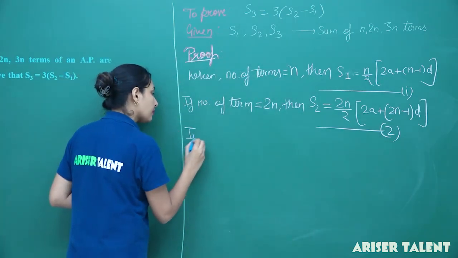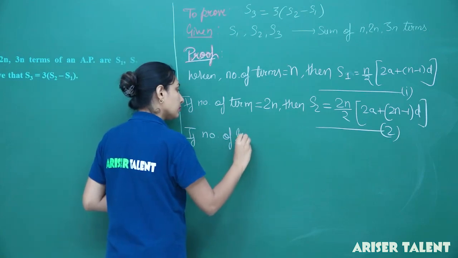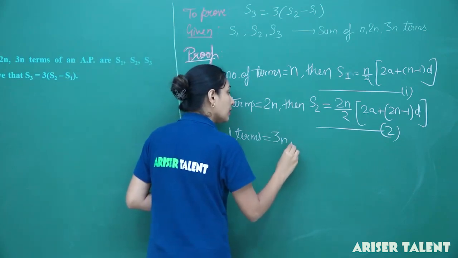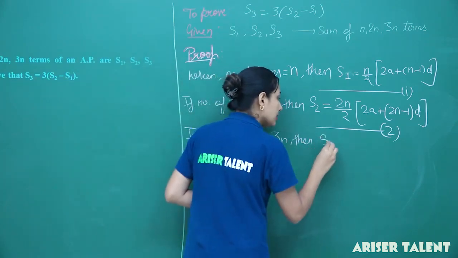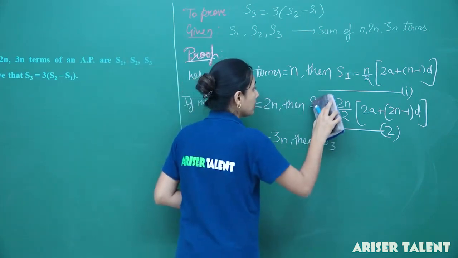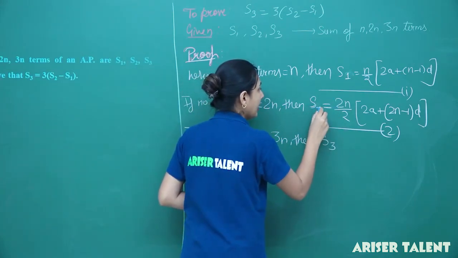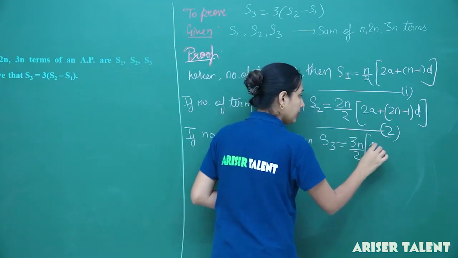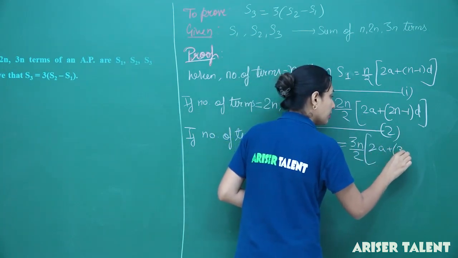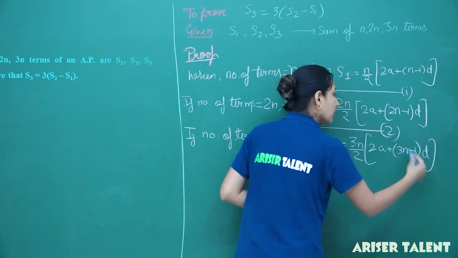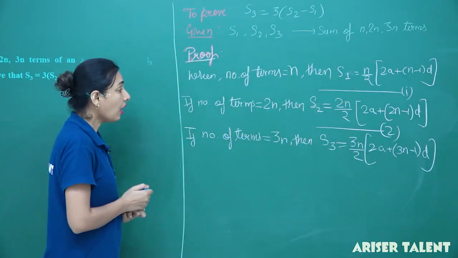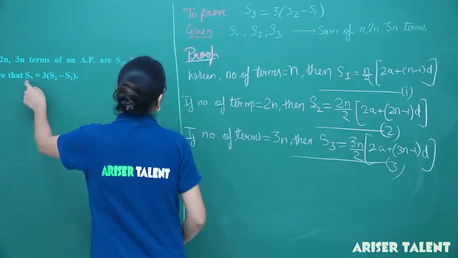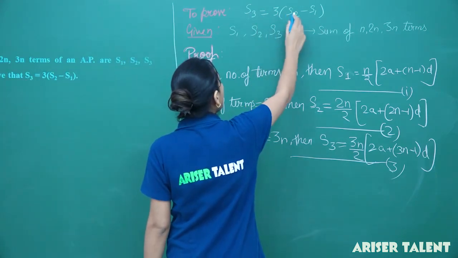Now, if the number of terms equals 3n, then the sum is S3. S3 will become 3n by 2 times (2a plus (3n minus 1) d). Right or wrong? We'll write it as equation 3. Now, what do we have to prove? We have to prove S3 equals 3 S2 minus S1.